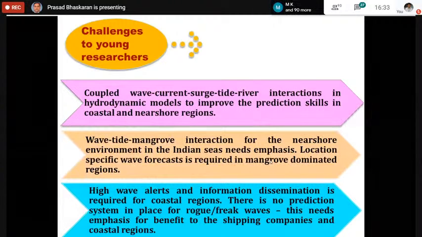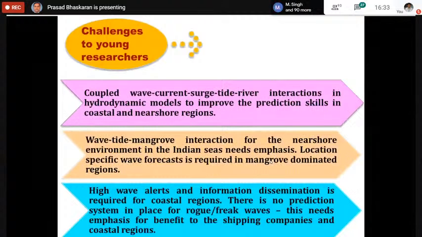Now when you have a storm surge propagating inside the river, the danger is that the water level will flood the bank of the river. Nobody has really looked into it. It is a very important thing, because it has a lot of socio-economic implications. So these are some of the challenges lying in front of us.